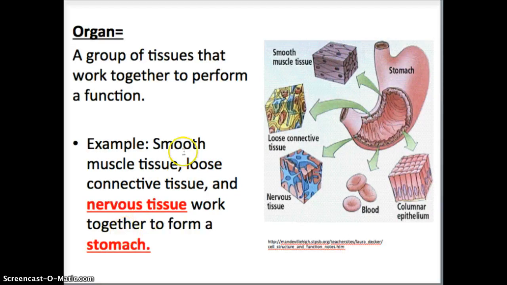An organ is a group of tissues that work together to perform a function. So, take a look at all these tissues. A stomach is an example of an organ. This organ is made out of many different kinds of tissue. It's made out of epithelial tissue on the inside. It's made out of blood, which is a kind of tissue. It's made out of nervous tissue, connective tissue, and smooth muscle tissue. All these tissues work together to form the stomach and help it function.